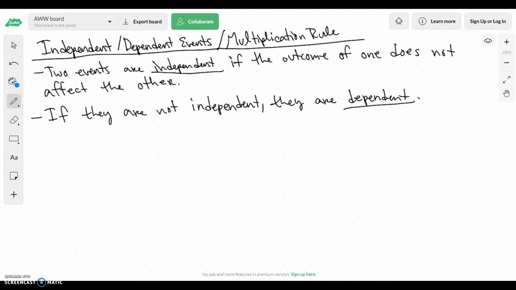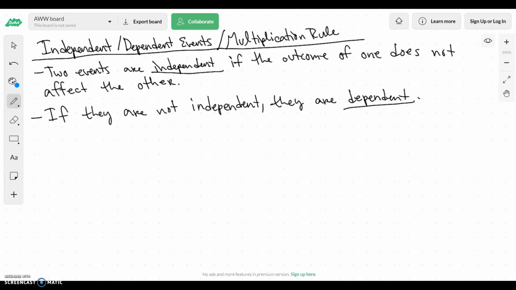Okay, so we talked about the addition rule last time. In the addition rule, we were looking at the word "or." In this one, we're going to look more at the word "and." So these are what we call independent and dependent events, and eventually it will lead to the multiplication rule.